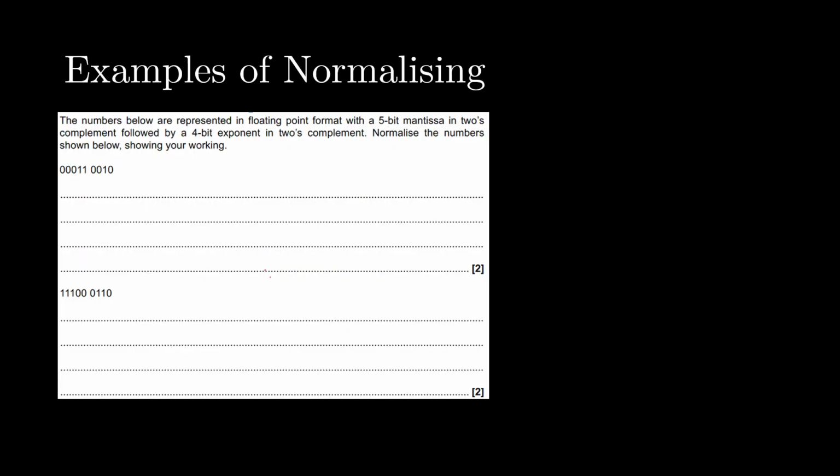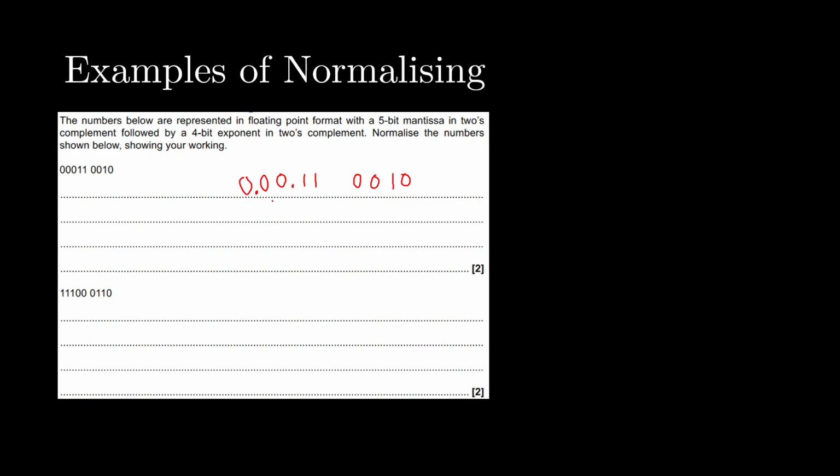So I'm going to go over an example of how to normalize some binary numbers. So if I rewrite this binary number, 00011, 0010, and we have our decimal point between the first 2 bits, then because we know the number is positive, we want to move our point over here.